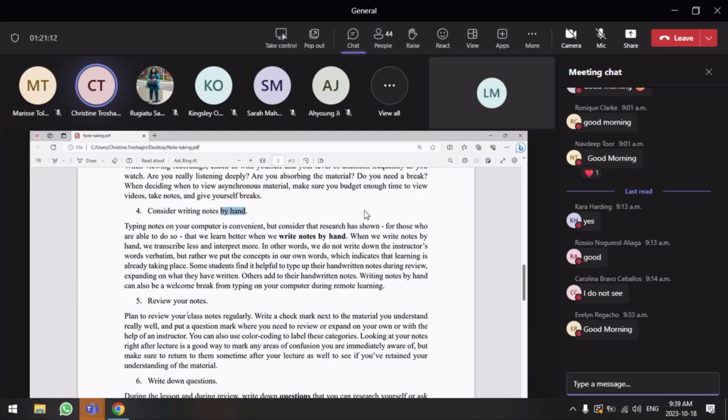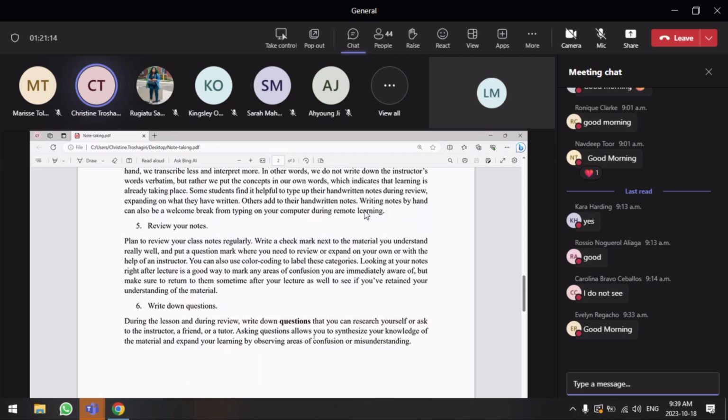Now, review your notes. Plan to review your class notes regularly. This is something we discussed whenever we were talking about the 7 strategies to success. We said that after each and every class, it's preferable to simply read your notes, or if you are given an assignment, to start at least putting some plan in place. So plan to review your class notes regularly. Don't leave yourself until the very last minute before the exam time to review them.